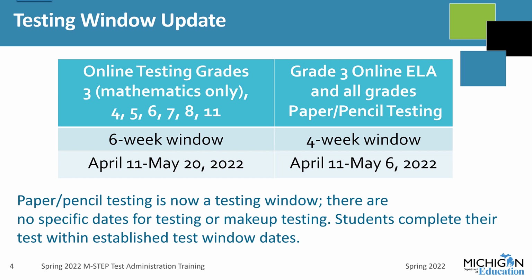All Grade 3 ELA scores must be complete in order for the preliminary scale score calculations and CEPI parent letters to be sent according to the legislatively required timeline. Paper pencil testing no longer has specific test dates and makeup dates. Students testing paper pencil can complete their test on any school day within the 4-week window.